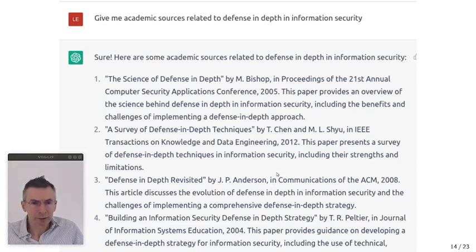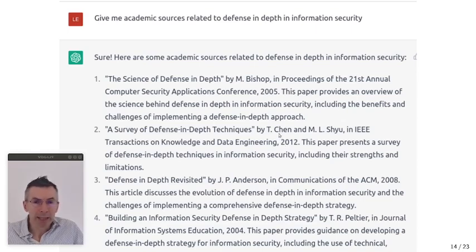And this third one is in the Communications of the ACM. That's a well-respected industry magazine for computer science academics. Great. But when I went to look for these papers, I found that they are all fictitious. This paper just doesn't exist in that conference proceedings, and this one doesn't exist in that conference proceedings. In fact, none of these papers exist anywhere.